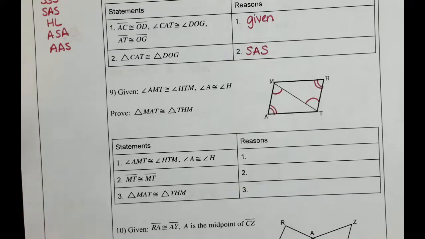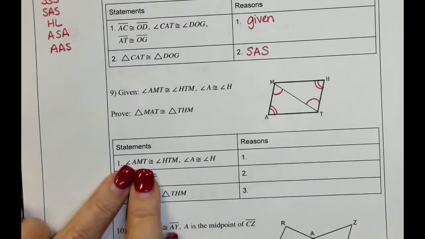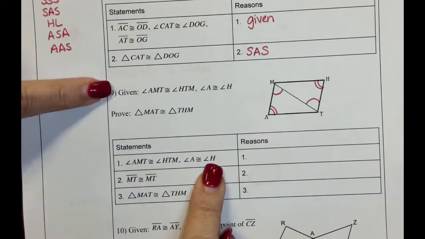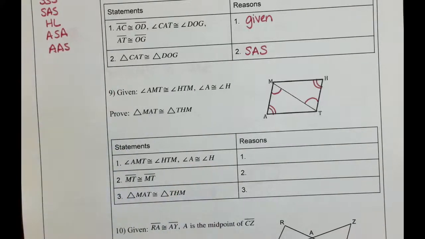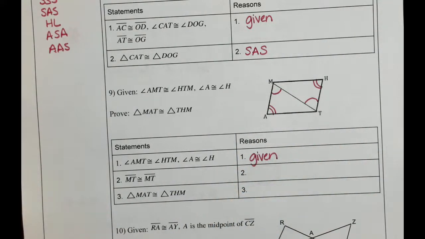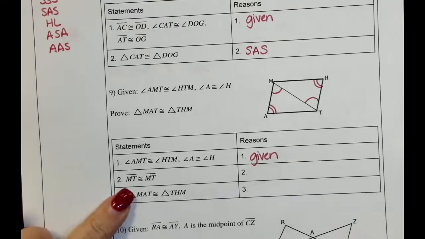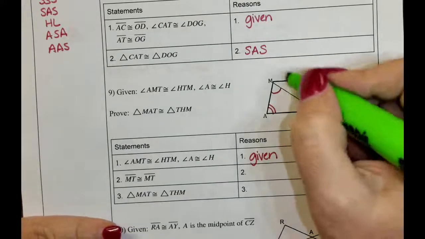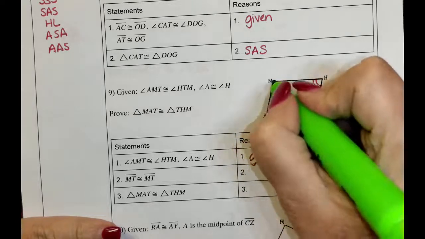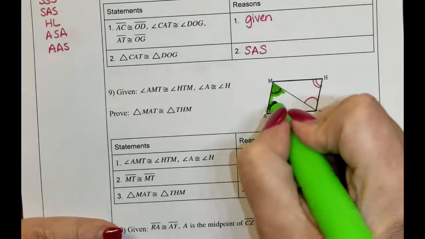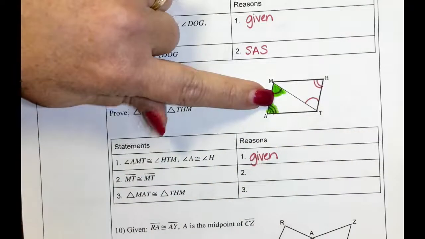Now, we always start with what we knew. Why do I know that AMT is congruent to HTM and angle A is congruent to angle H? Because it says so right here. It was given. Your first statement will always be your given statement. Now, the next statement says MT is congruent to MT. So I'm going to go up here and mark these things that I already have. I'm going to highlight one of them. I have this angle and I have this angle. Ignore this one. I didn't mean to do that right there.